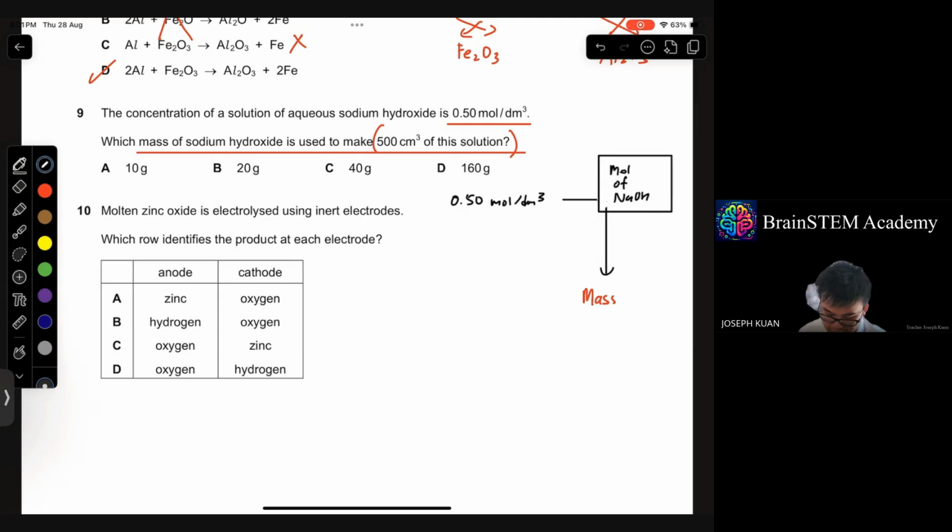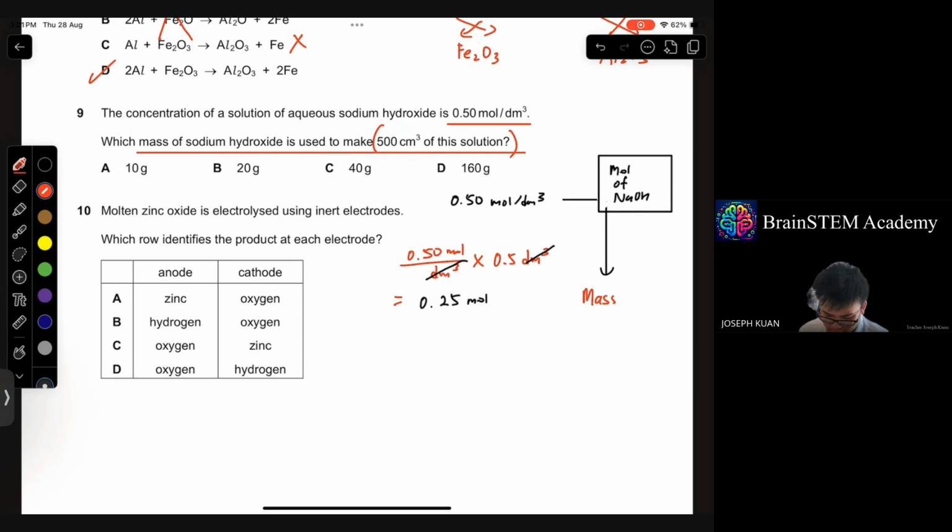So what we can do is, to convert concentration to mole, we have to multiply by volume. So taking this, multiply by volume, concentration times volume. Make sure you convert this to cubic decimeters, which is by dividing by 1,000. Then the units can cancel, which gives us 0.25 moles.